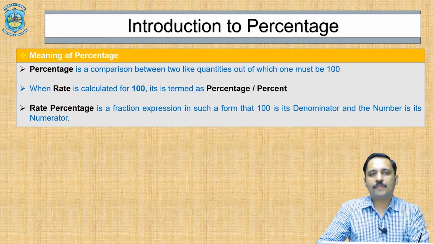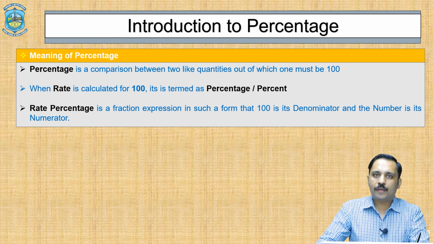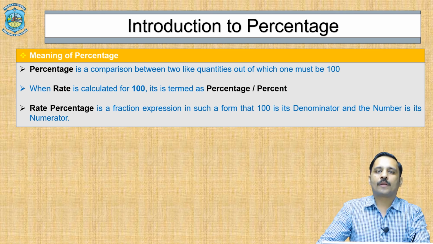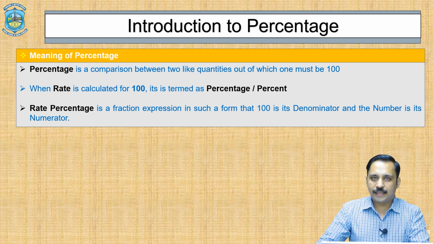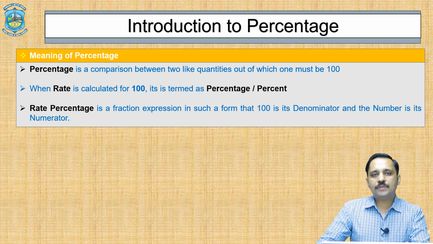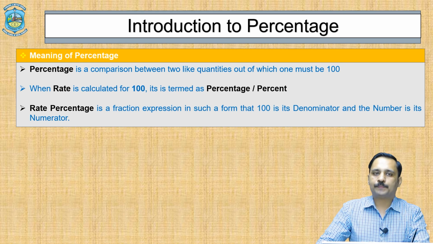Percentage is a comparison between two like quantities in which one quantity must be 100. If you could remember ratios, ratio is also a comparison between two quantities of the same type, but in ratio there is no compulsion that one quantity must be 100. In percentage, out of the two quantities, one quantity must be 100 and that quantity is in denominator. When rate is calculated for 100, it is called percentage or percent. We can use these terms percentage and percent interchangeably, they both mean the same thing.